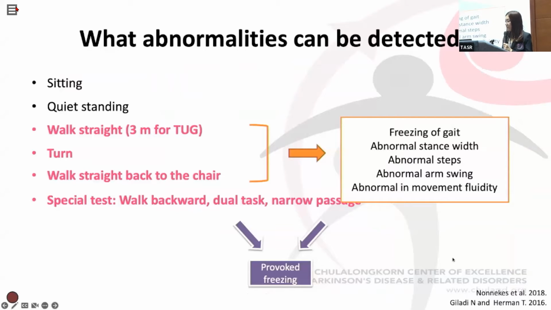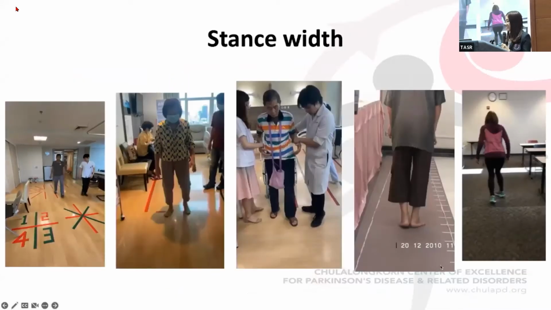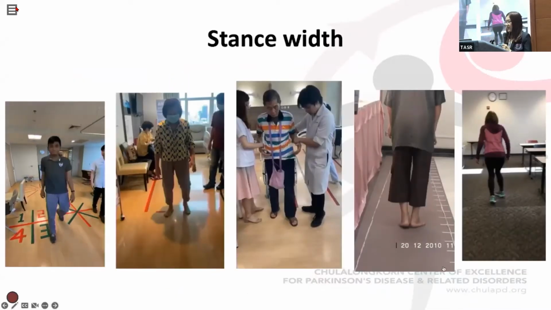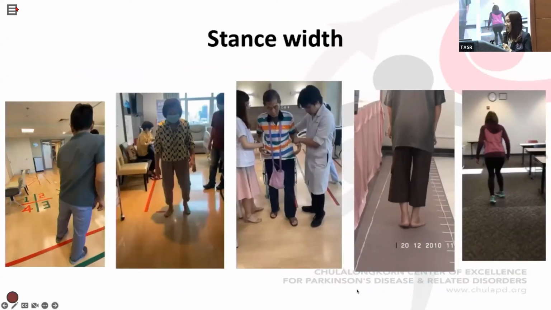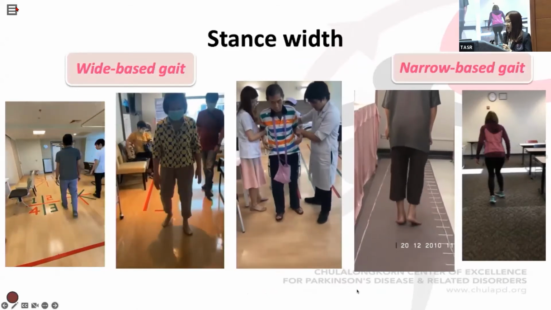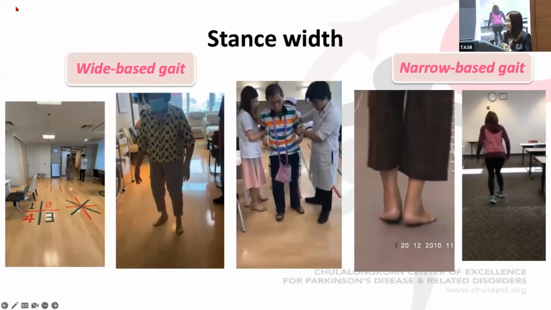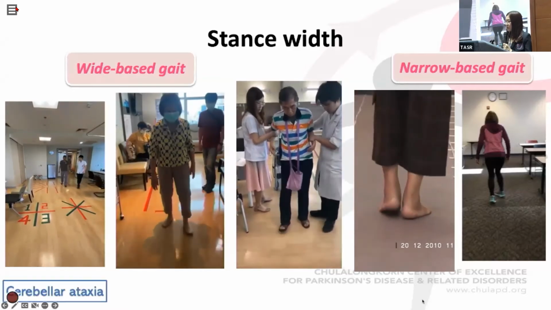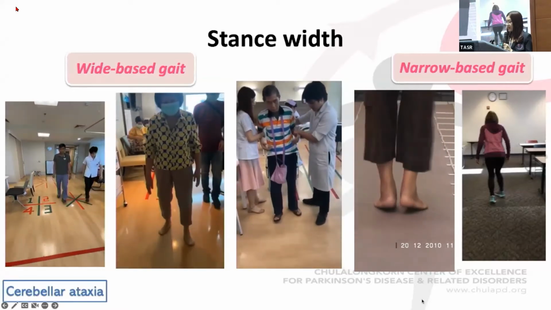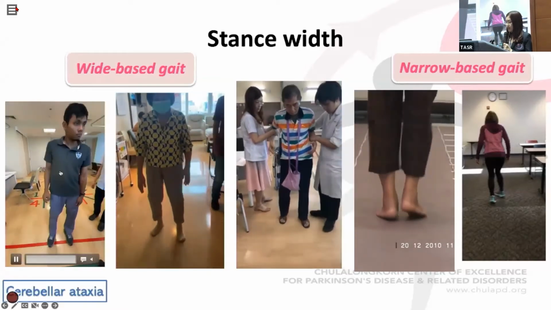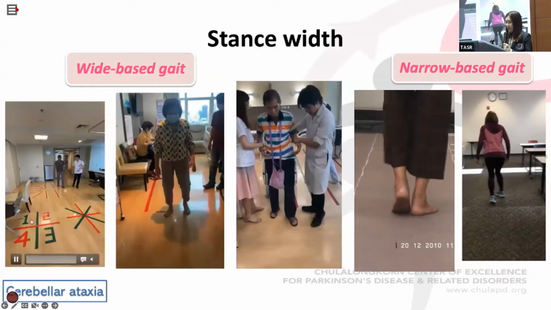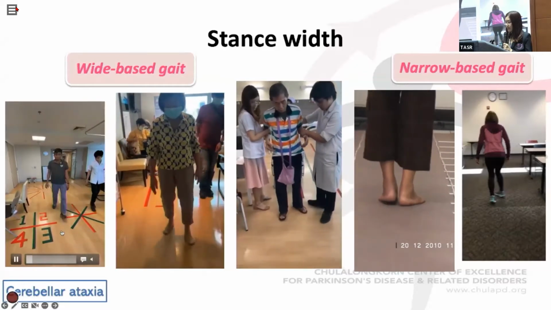So now we are moving to the second abnormality, the abnormal stance width. Abnormalities of stance width can be divided into wide-based and narrow-based gait, like I've mentioned in the previous slide. Wide-based gait can be found in cerebellar ataxia. You will also notice that there is dysmetria of each step, but it is consistent in all of his steps.